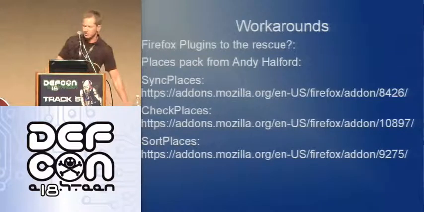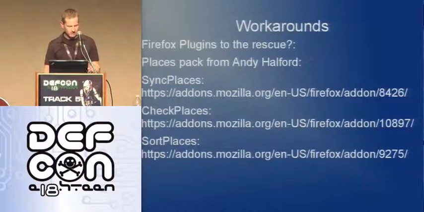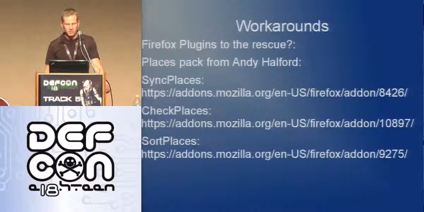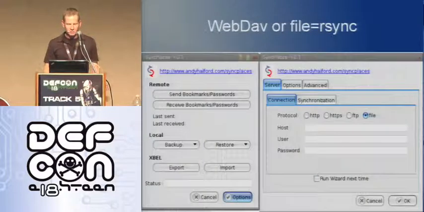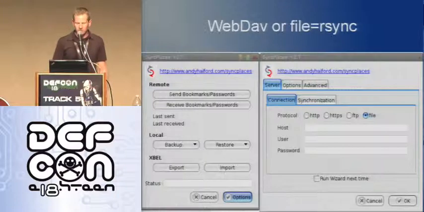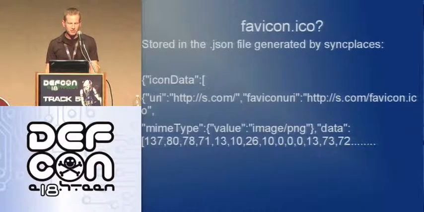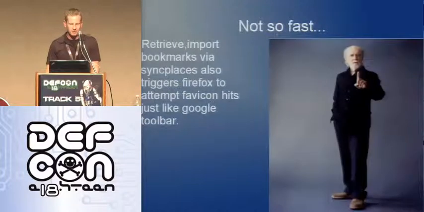So are there workarounds for this situation? Well, there are some Firefox plugins that seem like they'd be helpful. There's a Places pack from Andy Halford, to sync places, check places, sort places. And they allow you to send bookmarks different places, package them up, ship them out over HTTP, HTTPS, all that in a variety of formats. And they look like they'd be useful because they seem to solve this favorite icon issue and store it in binary in part of the JSON file.